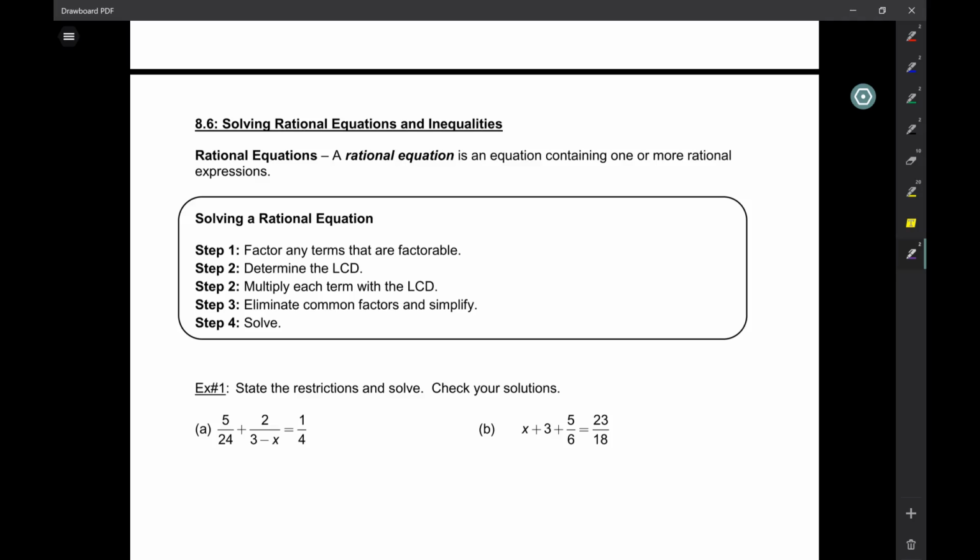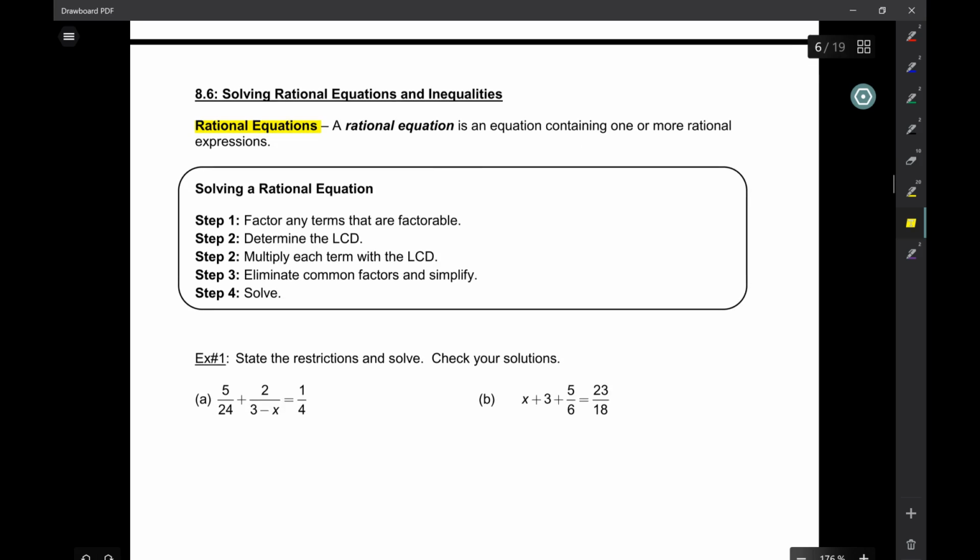So for this we're going to rely on information that we learned in the last lesson. Okay, so we're going to solve rational equations today. Basically, this is an equation that has variables in the denominator.